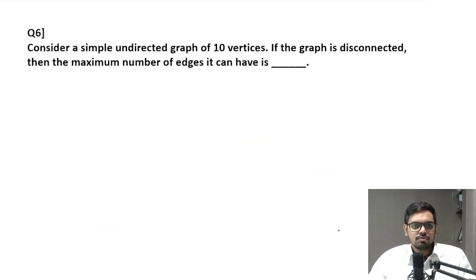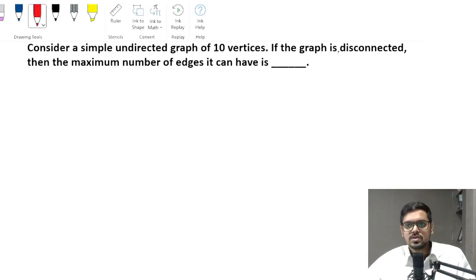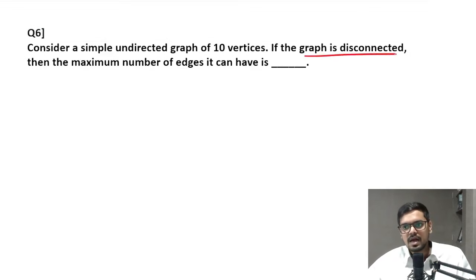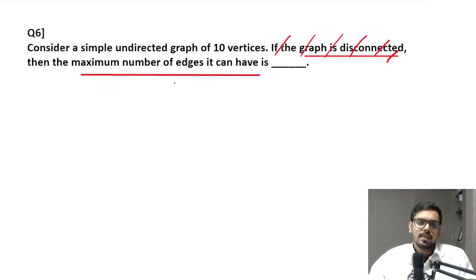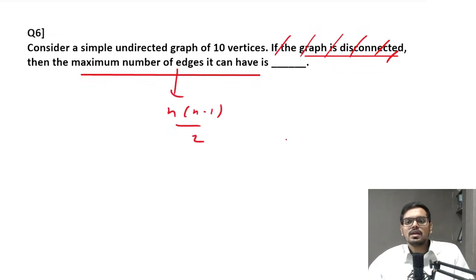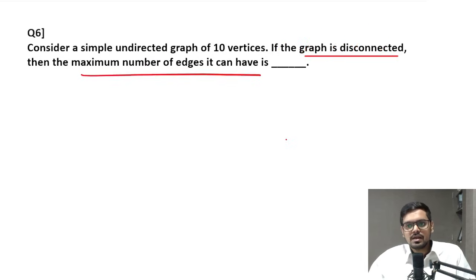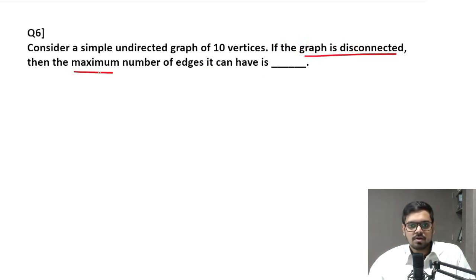Try the next question. Consider a simple undirected graph of 10 vertices. If the graph is disconnected, then the maximum number of edges it can have is? So this was something new. If this condition was not there, then we know for sure that the maximum number of edges is n into n minus 1 by 2. Now they are giving a condition: if the graph is disconnected, then the maximum number of edges is what?